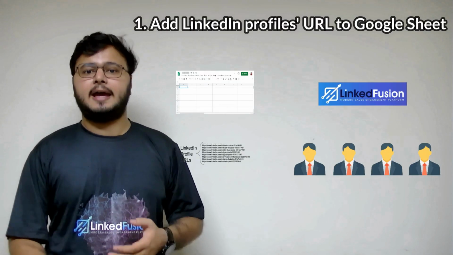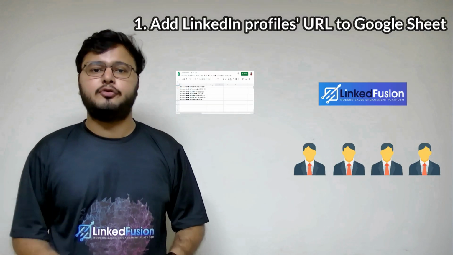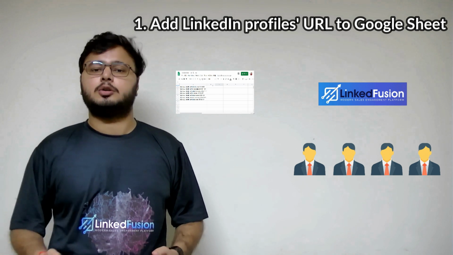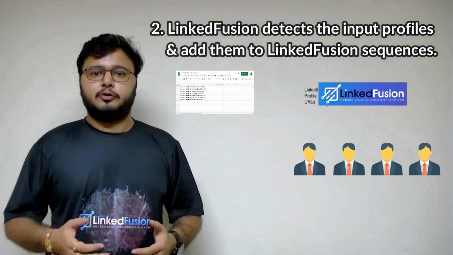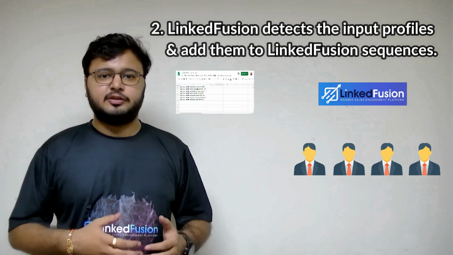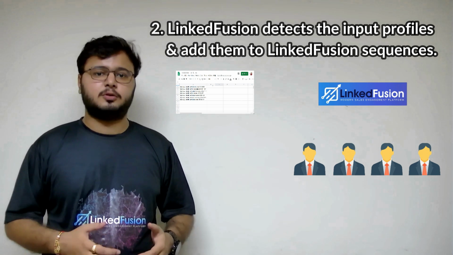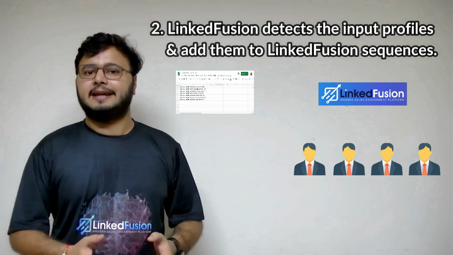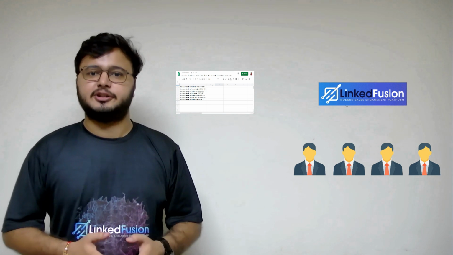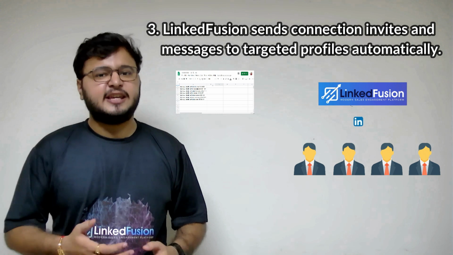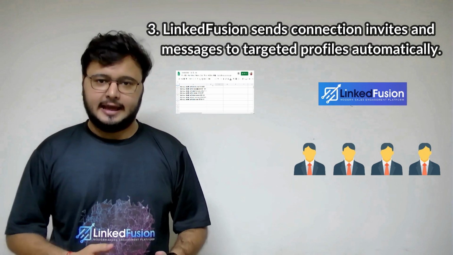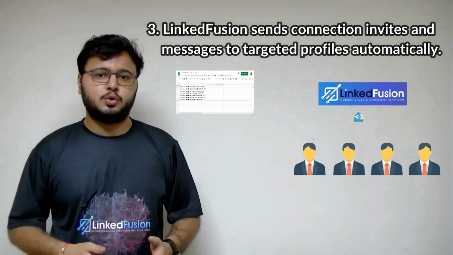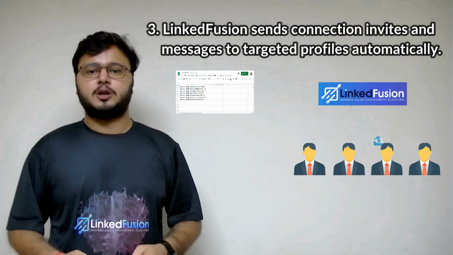So the very first step would be that you need to add the LinkedIn profile URLs of your prospects inside a Google Sheet. Now, once you add these profiles inside a Google Sheet, LinkedFusion will detect that new profiles are added and will catch those profiles from Google Sheet. Once LinkedFusion receives those profiles, it will start sending the invitations and the follow-up messages to your prospects automatically.